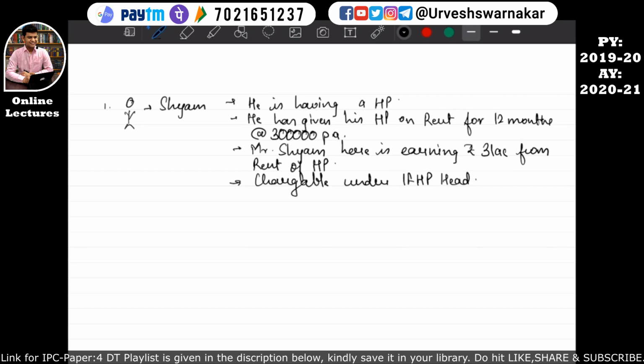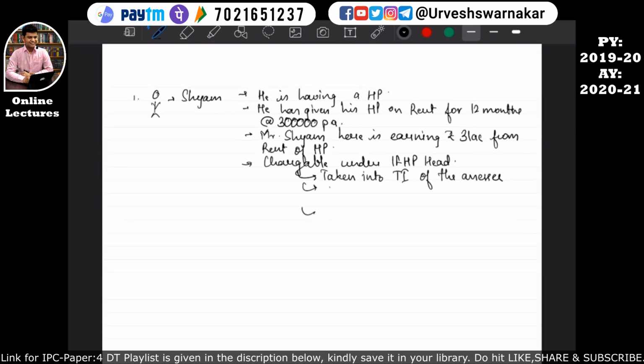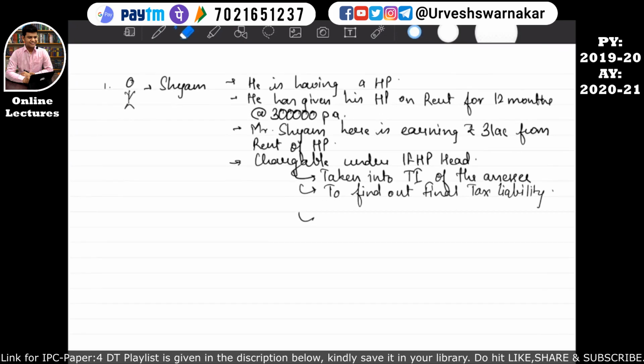And it will be taken into total income of the assessee in order to find out the final tax liability. I hope this is quite clear. So in layman terms I have explained you how the flow will work. Mr. Shyam is there, he has a house property. He has given his house property on rent for 12 months at the rate of 3 lakhs per annum.